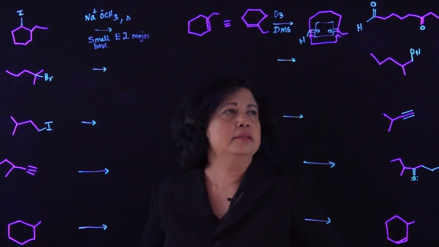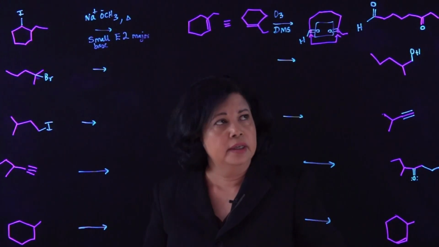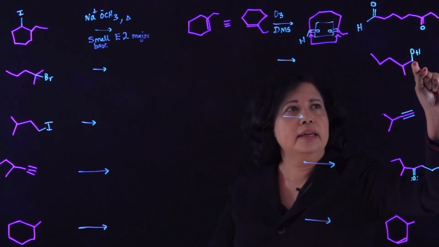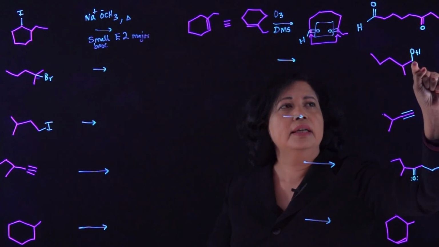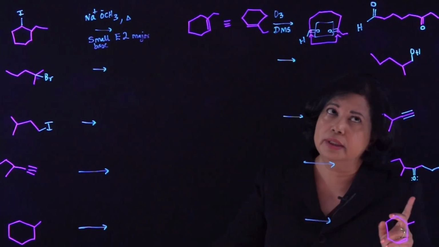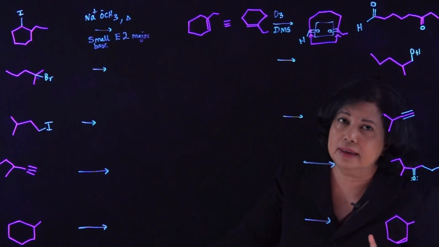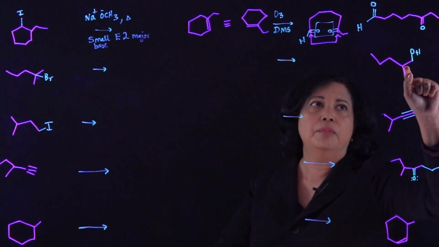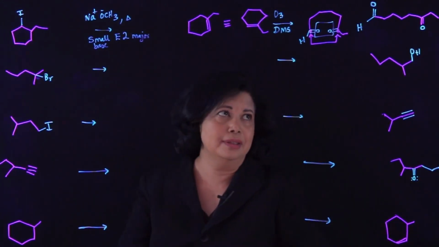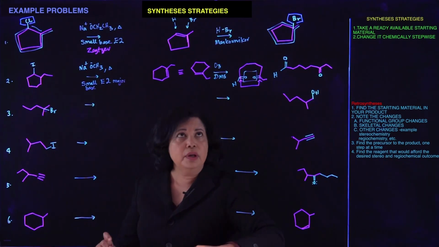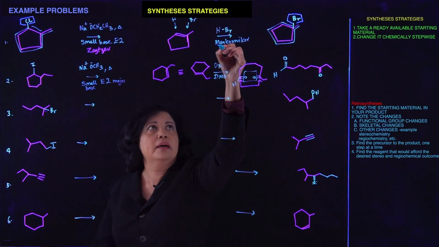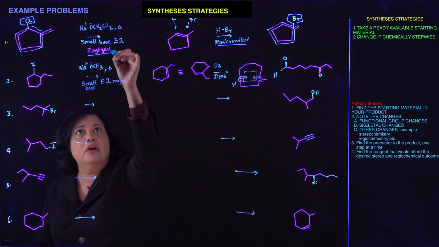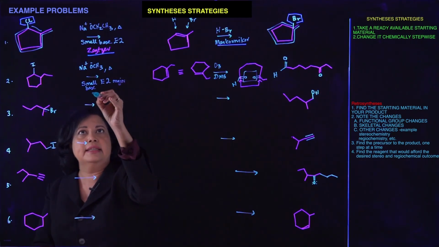That's possible. What else can we do? Since it's on the less substituted carbon, we can think anti-Markovnikov addition. And the one that we learned about that did anti-Markovnikov involves boron. That's right. So we have hydroboration. So that's one thing to notice here. Markovnikov, Zaitsev, these are all regioselective.